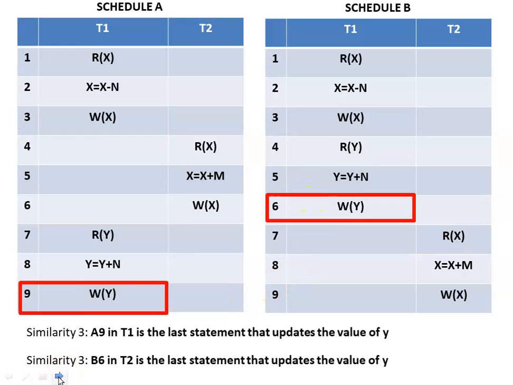Next, A9 in T1 is the last statement that updates the value of Y. So in transaction T1 of schedule A, it is the last operation which updates the value of Y. In schedule B, transaction T1 is the last to update the value of Y. So in schedule B, B6 in T1 is the last statement that updates the value of Y.